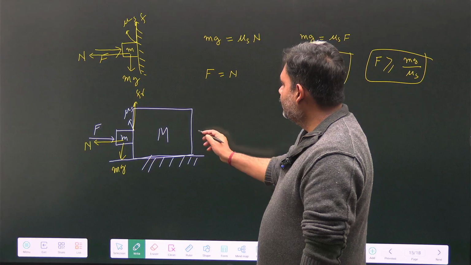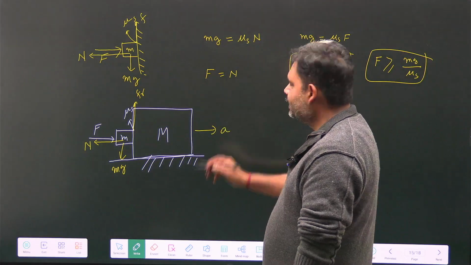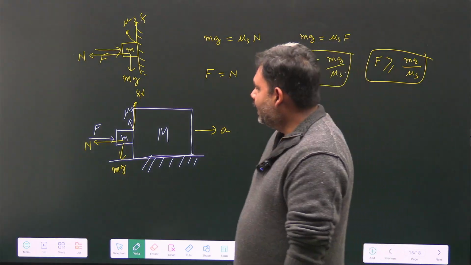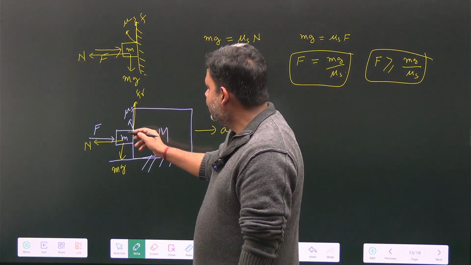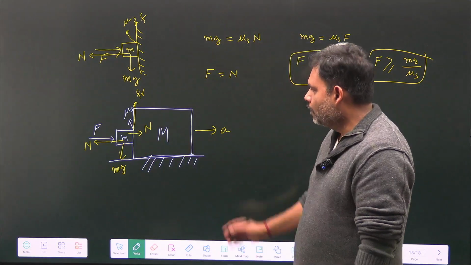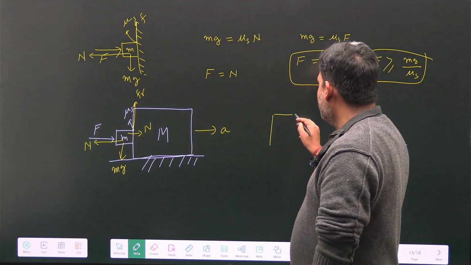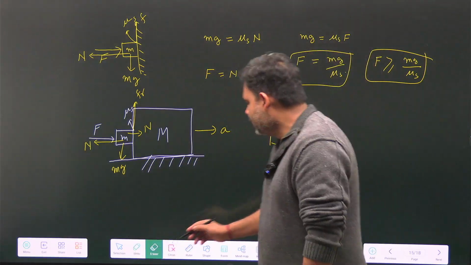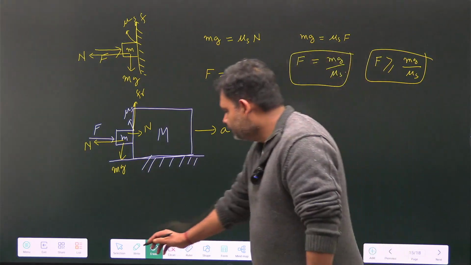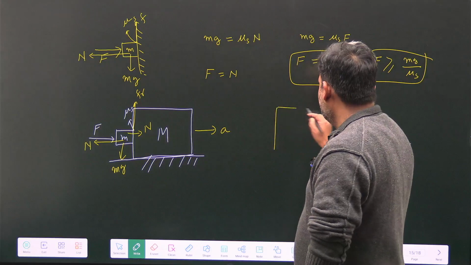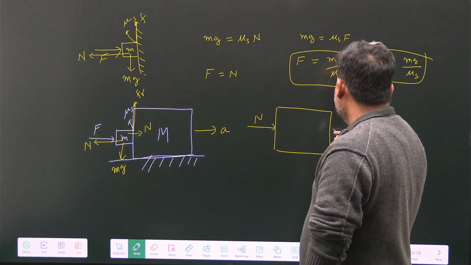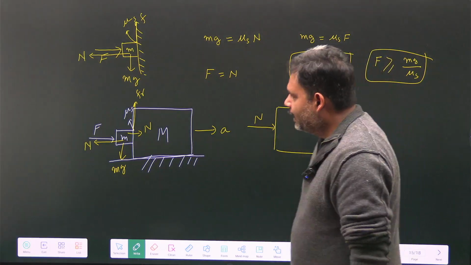And what will happen? The complete system is moving with acceleration a. And this block will also be pushing it. So this has some normal force N on the capital M. So on capital M, what do we have? On capital M, we have a normal force, and obviously it is moving with acceleration a.